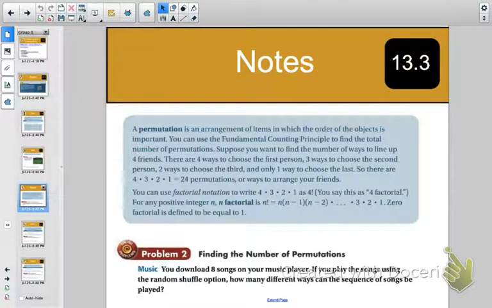You can use factorial notation, which is 4 factorial, which is just 4 times 3 times 2 times 1, for any integer that is positive. N factorial is just multiplying n times all the integers before it all the way down to 1. 0 factorial is defined to be equal to 1.